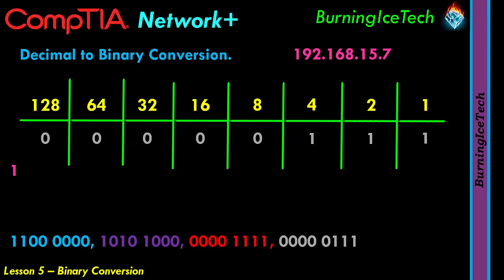We have just converted the whole IP address. Well, 1 octet at a time. We had to do it 4 times. We have just converted the whole IP address to its binary form, guys.